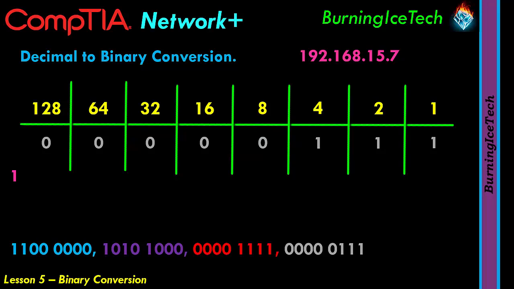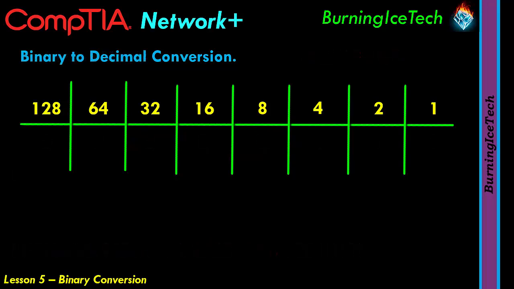Alright folks, okay, so I think we've got enough explained here with regards to converting from decimal to binary. So let's do a quick one from binary to decimal, the exact opposite. So I'm going to clear everything up here. I'm just going to leave those 8 numbers on the table.